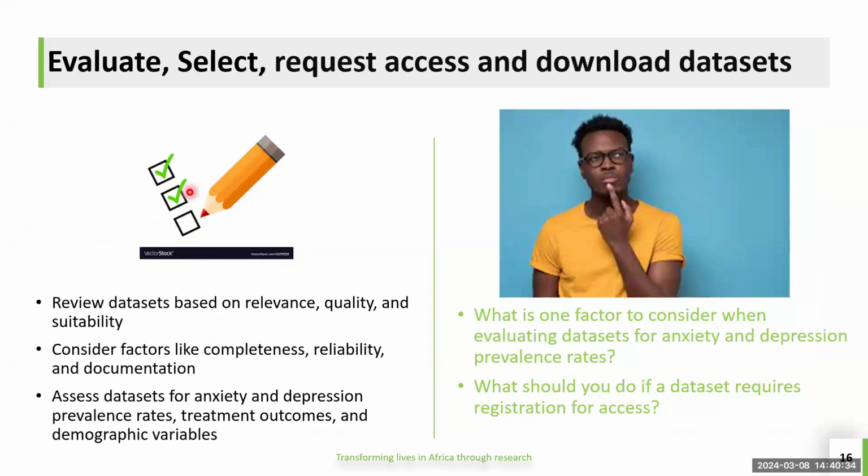And then, as we said, once you get the data, you want to review the data set for relevance, quality, and suitability. Consider things like completeness, reliability, and documentation. Assess the data set for anxiety and depression: prevalence rates, treatment outcomes, or whatever else you are interested in the context of anxiety, depression, and psychosis.